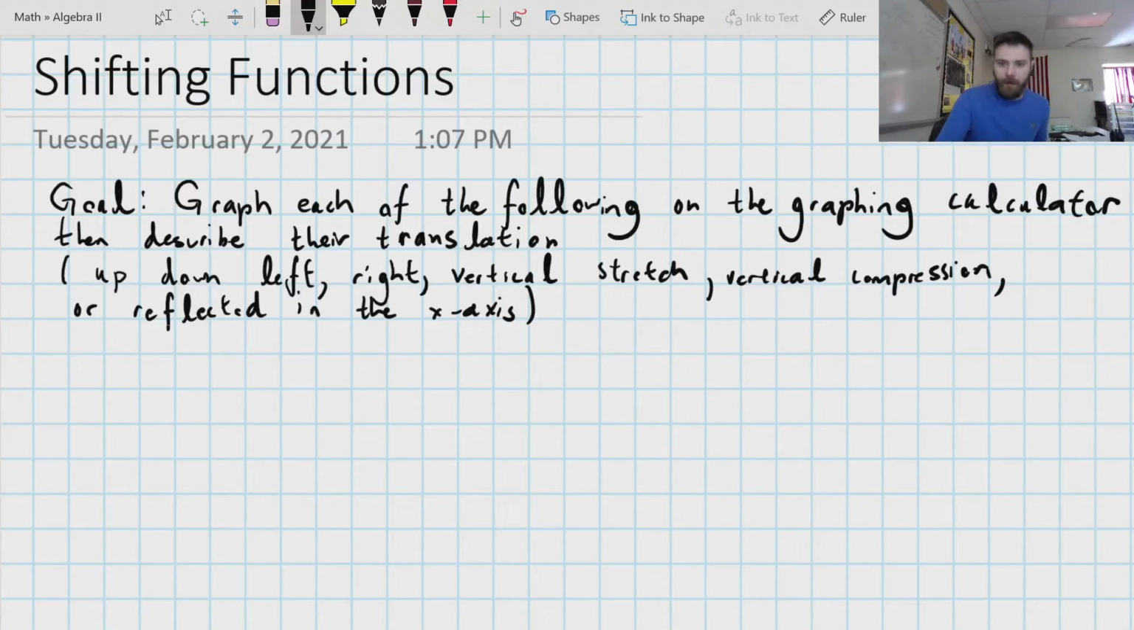Okay, so we do need to talk about shifting functions, and this is something that I'm doing for my students for next year, as well as students that are coming back from virtual, so they know kind of what's up. So we're going to be talking about shifting functions, and specifically we're going to be shifting the x squared function.